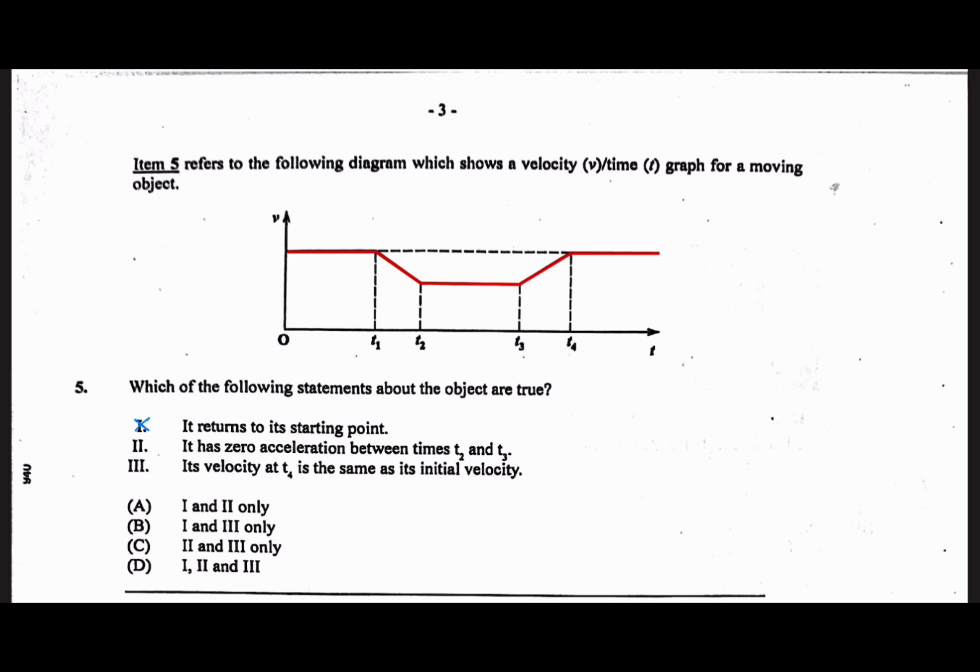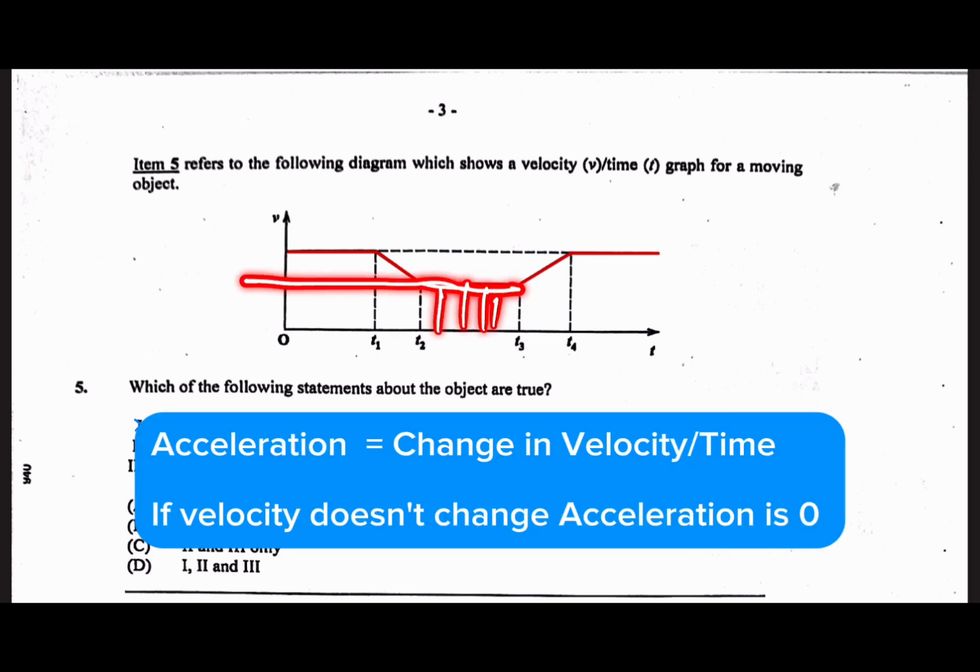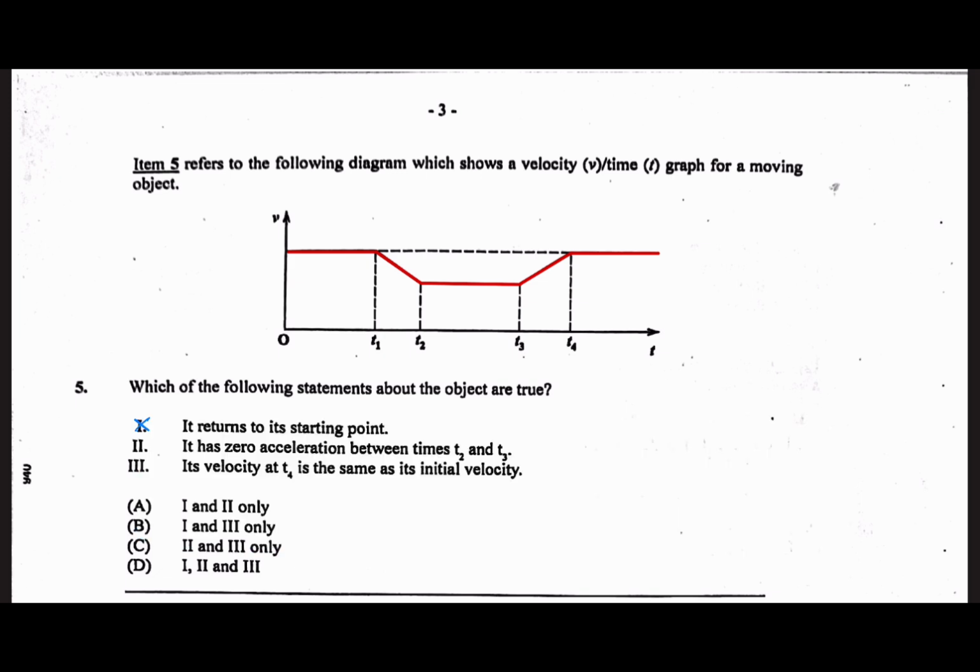In part 2, they're saying it has zero acceleration between T2 and T3. That would be correct, because at any given time, its velocity remains the same. So there's no acceleration. Remember, acceleration means to change your speed or change your velocity. If we're not changing any velocity, zero acceleration. Part 3, its velocity at T4 is the same as its initial velocity. That would be true. This is the initial velocity, and this over here is the velocity at T4. So it's the exact same. So my answer is going to be the one with 2, 1, 3 in it. So that's C.